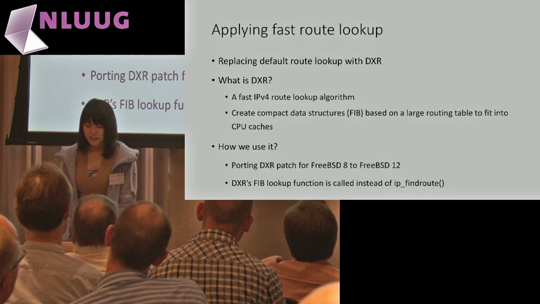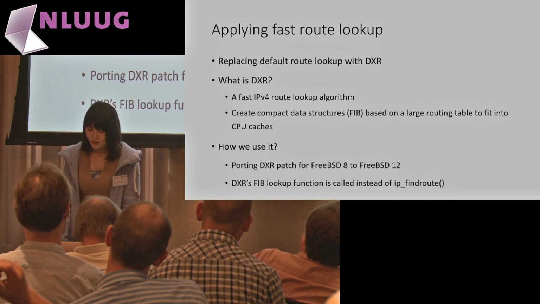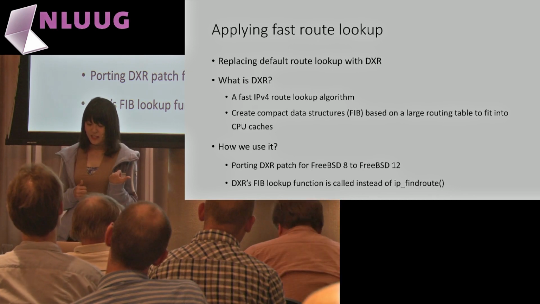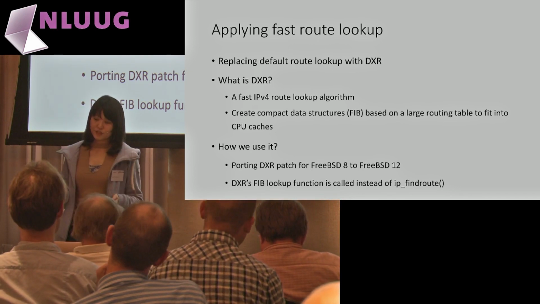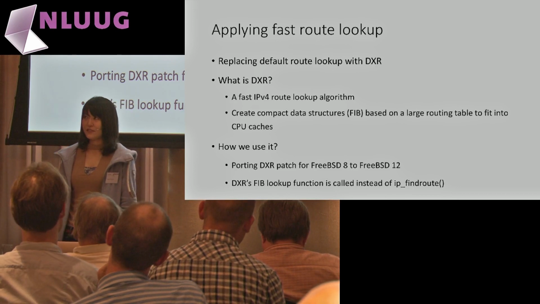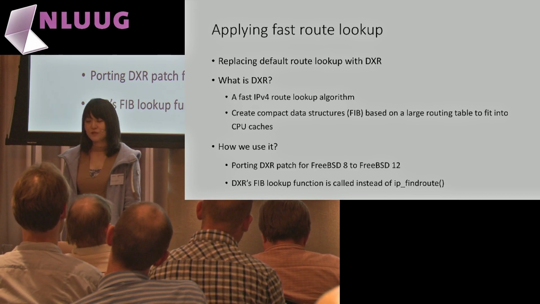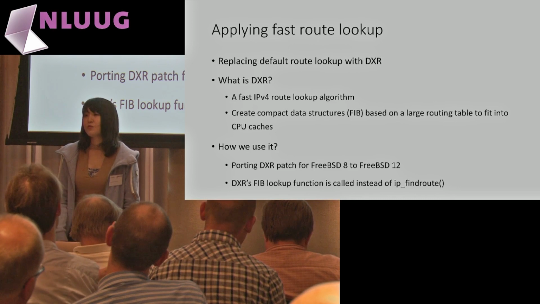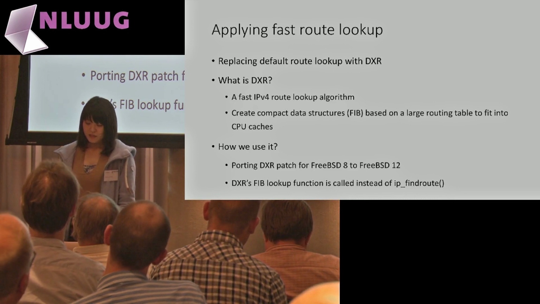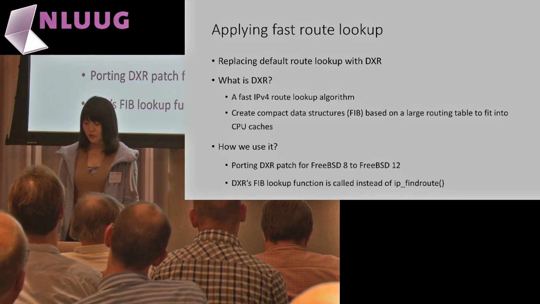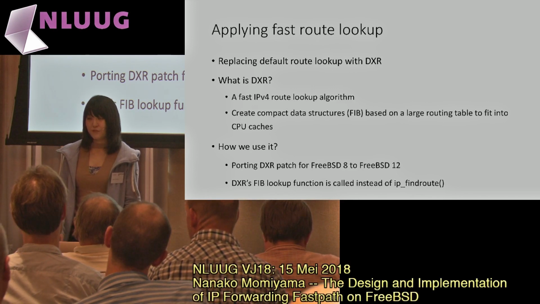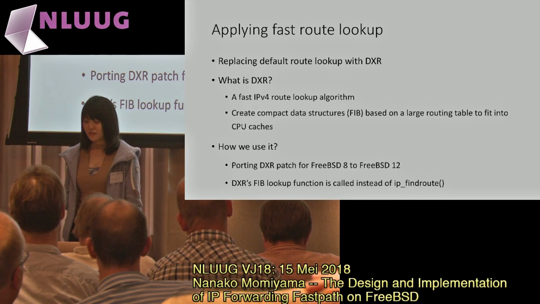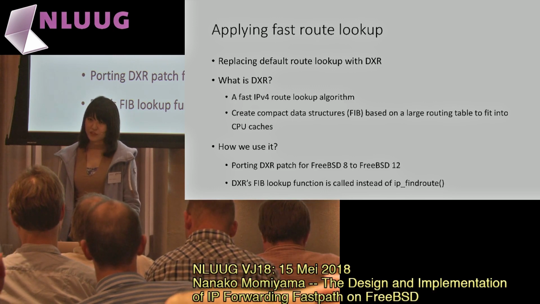Regarding the lookup part, we replaced the default route lookup with DXR. DXR is one of the existing research outputs. It is a fast IPv4 route lookup algorithm which creates a very small, compact data structure that fits into CPU caches. How do we use it? This time, we ported the existing DXR patch to FreeBSD 12, and the DXR function is called instead of the default route lookup function.